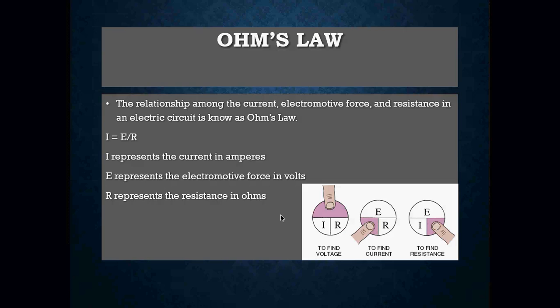So for example here, if I took my thumb and I just covered up the E, my formula to figure out what voltage I'm looking for is E equals I times R. If I was to look for current, which is the I, if I was to cover up the I, that would be now E divided by R. And if I was to try to find resistance, I would cover up the R, and now I would have E divided by I.